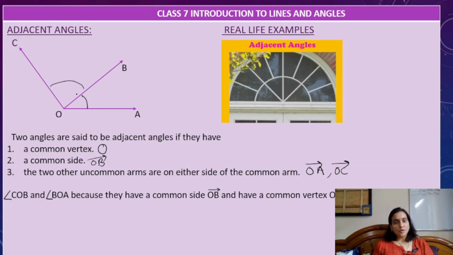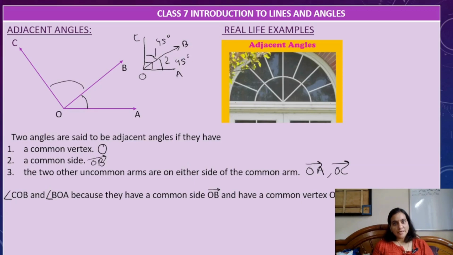If this common arm OB is an angle bisector, for example, a 90 degree angle is there and there is an angle bisector like this, then these two angles, let me name them first, angle 1 and angle 2, each will be 45 degrees. So in such a case, I have said OB is an angle bisector. Angle bisector means it divides the entire angle into two equal pieces. So if it is 90 degrees, angle 1 and angle 2 each will be 45 degrees, right?